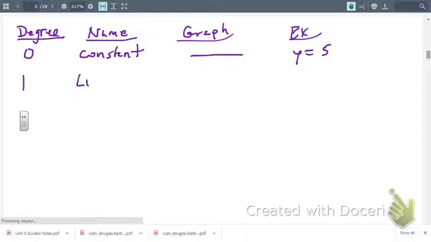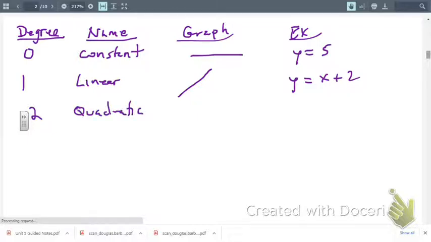If the degree is 1, that polynomial is linear. What does that graph look like? Some sort of slanted line. An example is y equals x plus 2. If the degree is 2, the name of this is a quadratic. The graph of a quadratic, remember from last chapter, is U-shaped. And an example equation would be y equals x squared minus 3.